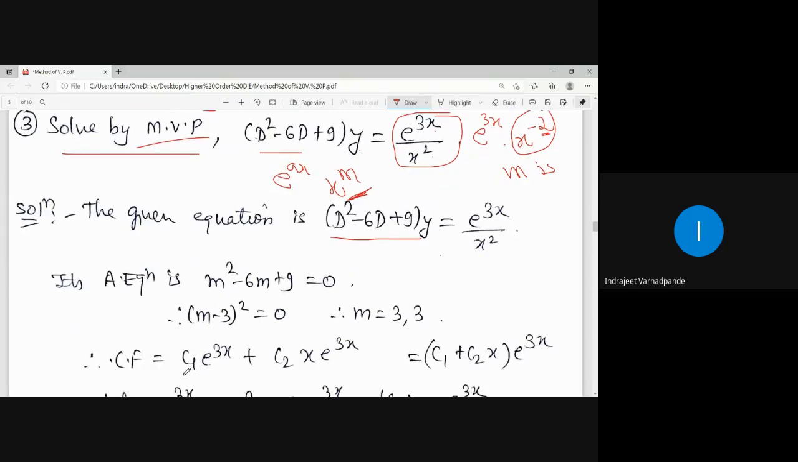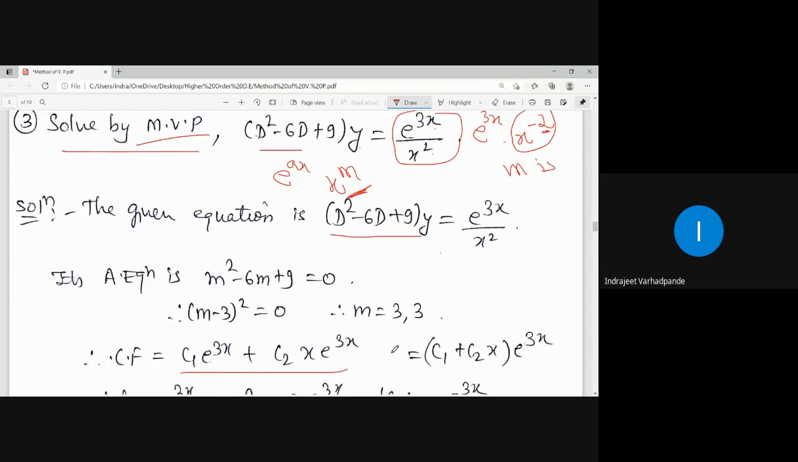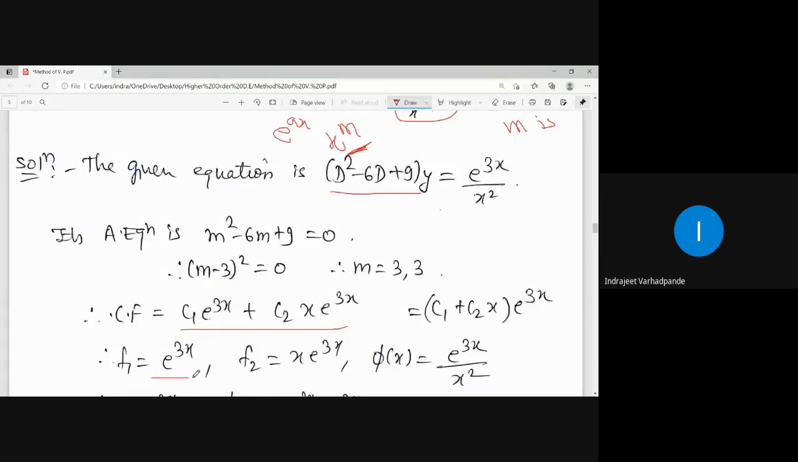So how do we write down the complementary function? C1 e to the power 3x plus C2 into x e to the power 3x. What is F1 over here? F1 is e to the power 3x. F2 is x e to the power 3x. Phi of x, which is the RHS of the given differential equation, is e to the power 3x upon x square. Calculate F1 dash, F2 dash.